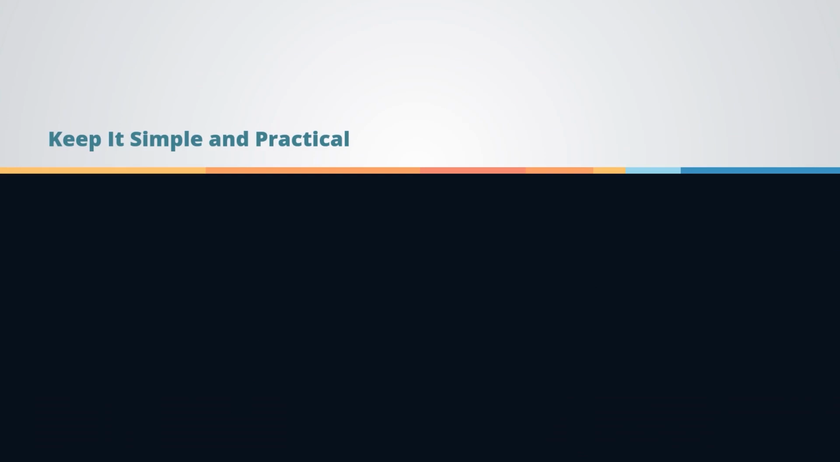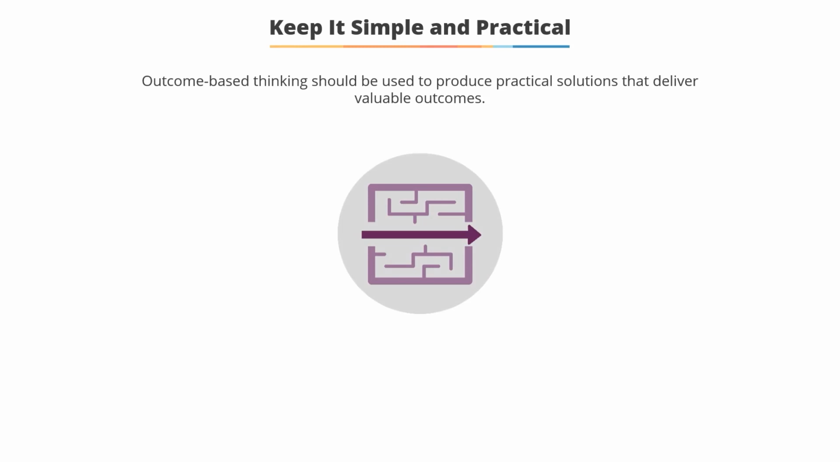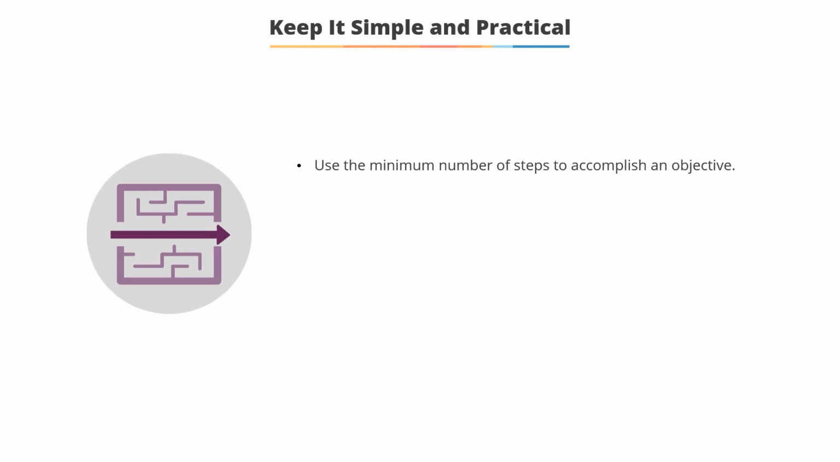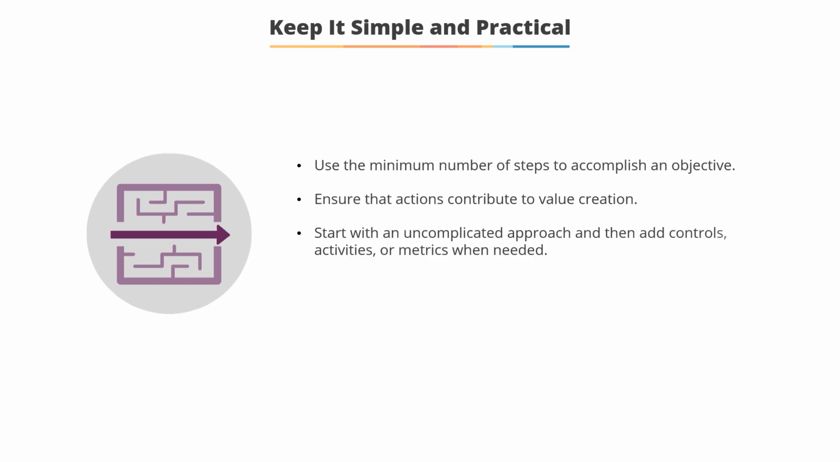Let's look at the sixth principle: keep it simple and practical. Outcome-based thinking should be used to produce practical solutions that deliver valuable outcomes. Always use the minimum number of steps to accomplish an objective. When analyzing a practice, process, service, metric, or other improvement target, always ask whether it contributes to value creation. When designing or improving service management, it is better to start with an uncomplicated approach and then carefully add controls, activities, or metrics when it is seen that they are truly needed. When designing, managing, or operating practices, be mindful of conflicting objectives.